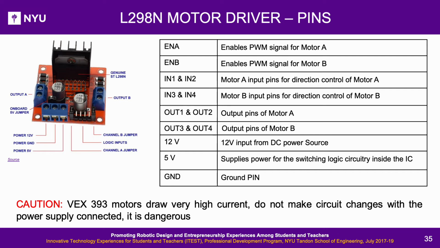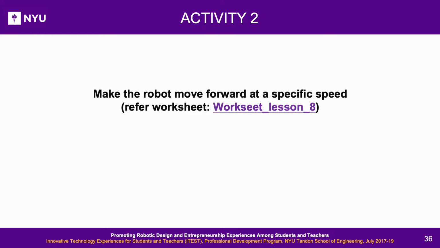It is dangerous. Activity 2. Make the robot move forward at a specific speed. Please refer to the worksheet from the link. Pause the video here to do this activity and hit play when you are done.